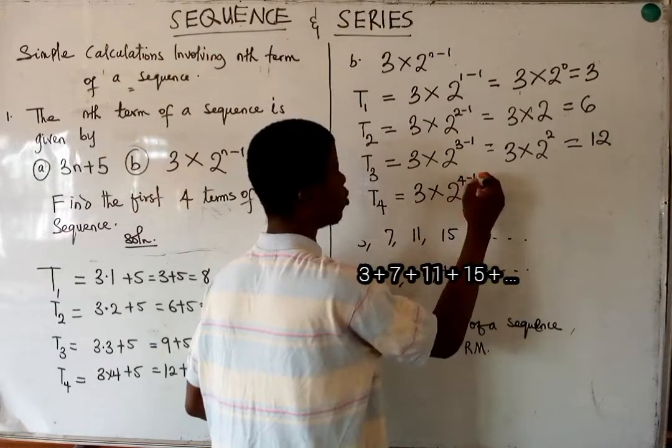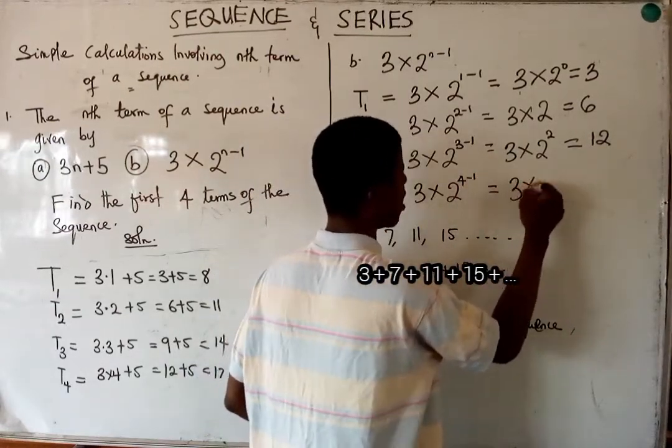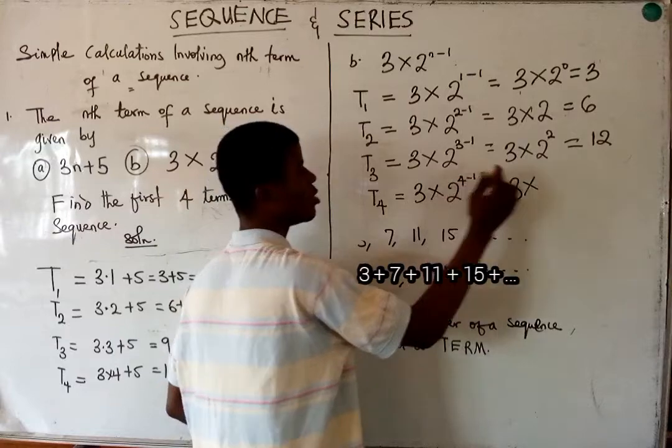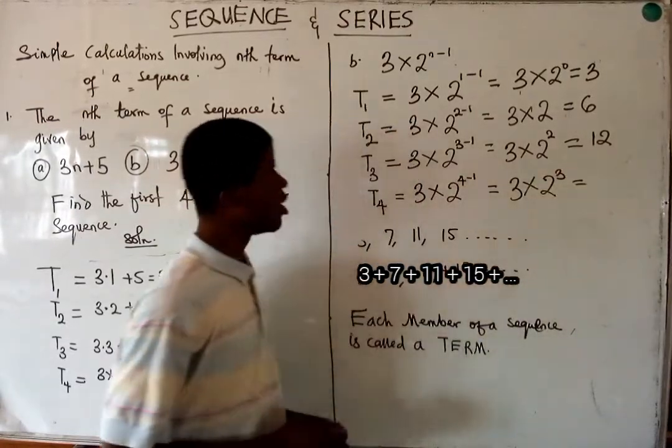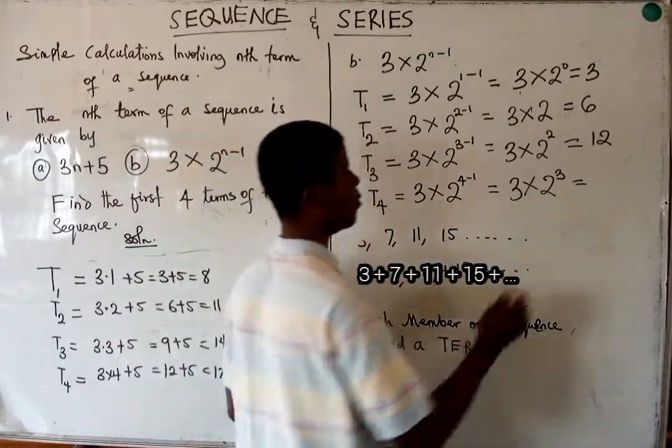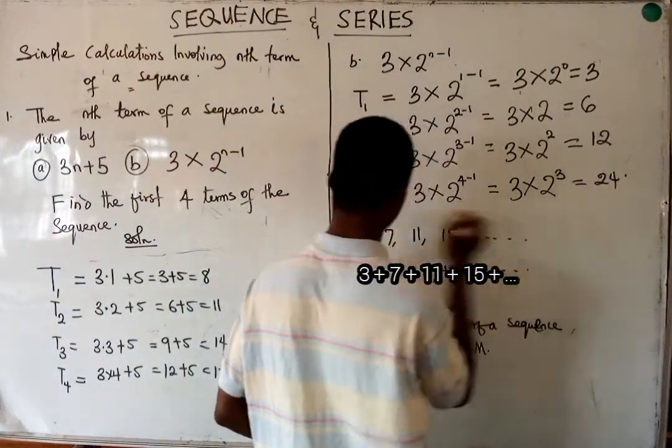And the last term, which is the fourth term that we are asked to find, is 3 times 2 raised to the power 4 minus 1. That's 3 times 2 raised to the power 3. And 2 raised to the power 3 is 8. So 3 times 8 is 24.